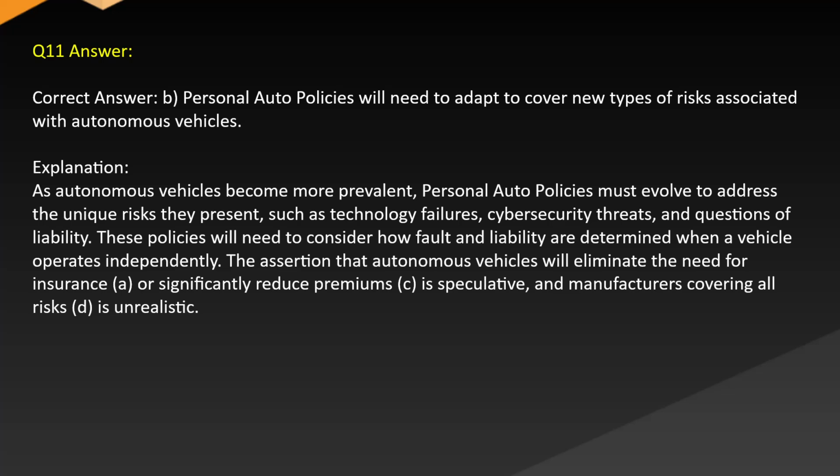Explanation: as autonomous vehicles become more prevalent, personal auto policies must evolve to address the unique risks they present, such as technology failures, cybersecurity threats, and questions of liability. These policies will need to consider how fault and liability are determined when a vehicle operates independently. The assertion that autonomous vehicles will eliminate the need for insurance, A, or significantly reduce premiums, C, is speculative, and manufacturers covering all risks, D, is unrealistic.